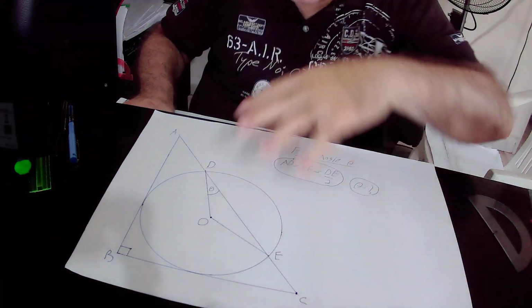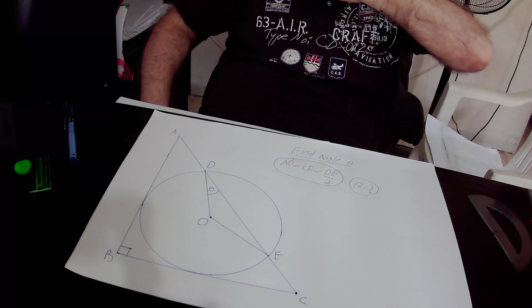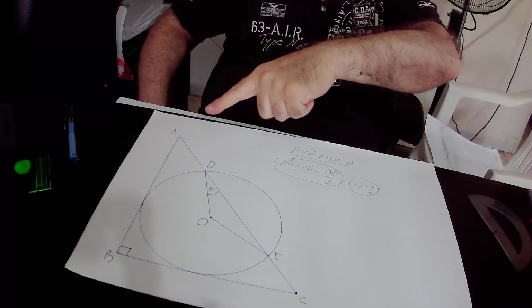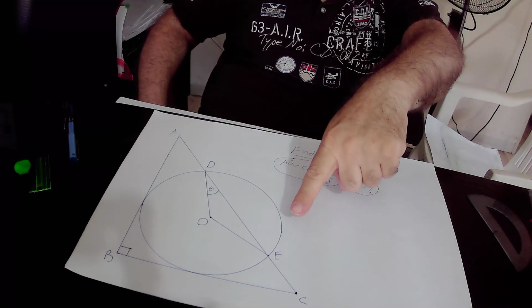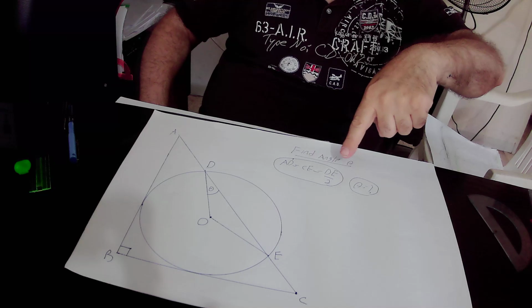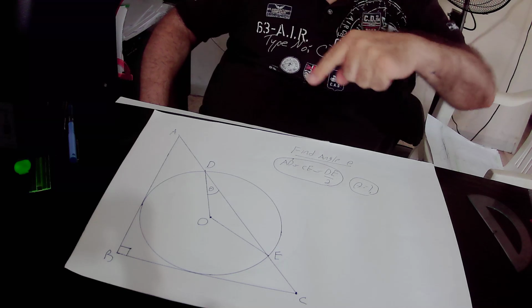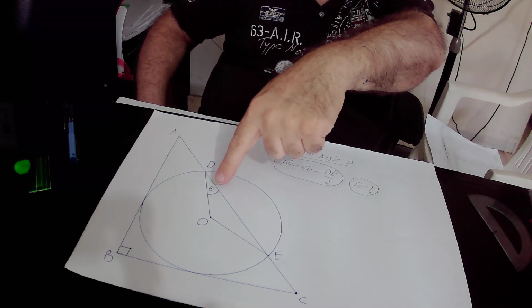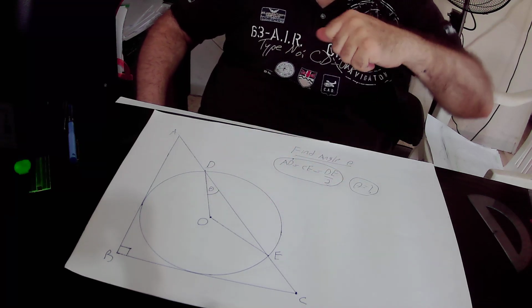Hello, in this lecture we'll find out the size of angle theta. In the drawing we have a right triangle ABC. We know that AD equals EC, and DE is twice as long as AD and EC, or DE over 2 equals AD equals EC. Our mission is to find the size of angle theta, that is equal to angle ODE.